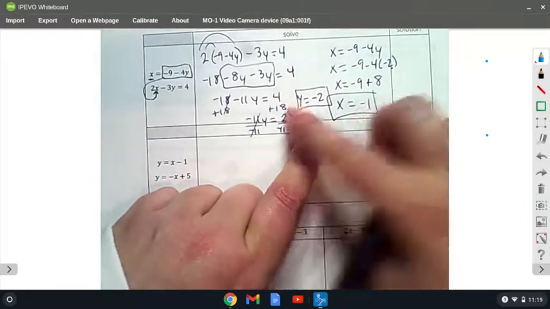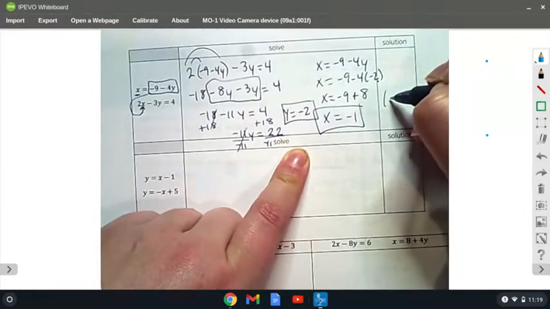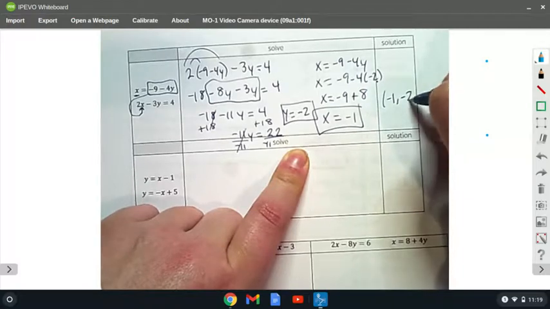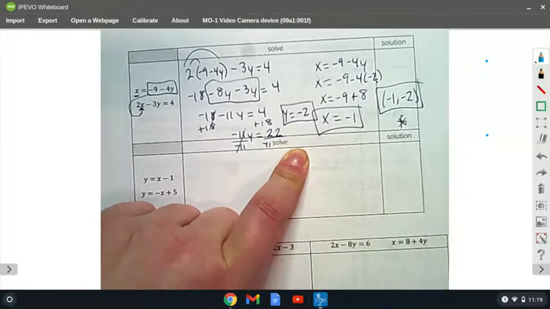So now I have an x and a y. I want to write my answer as an ordered pair. X always comes first, and then my y. So this would be my solution.